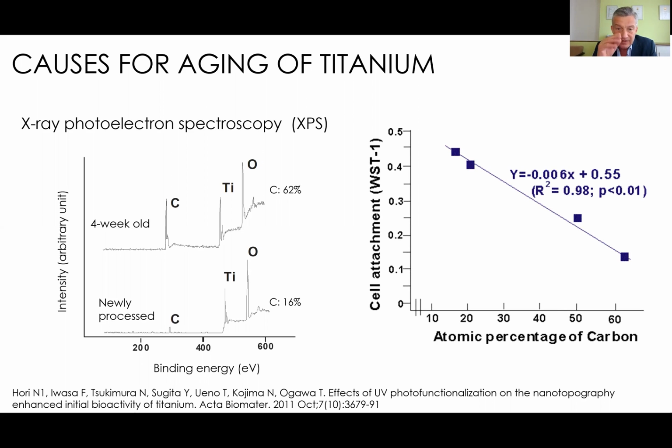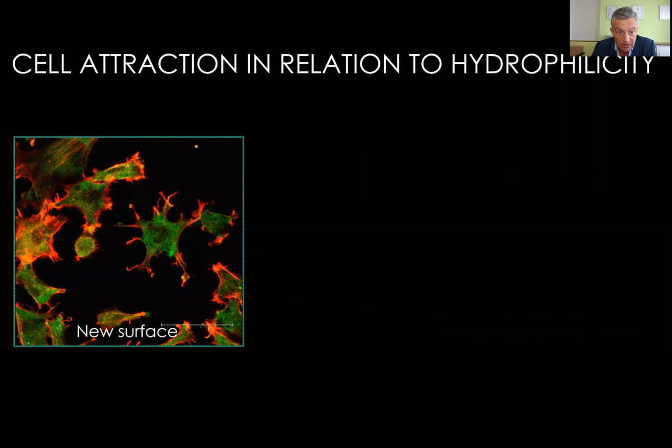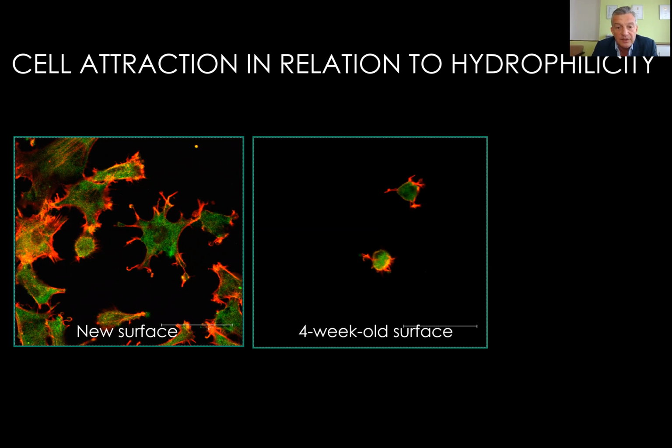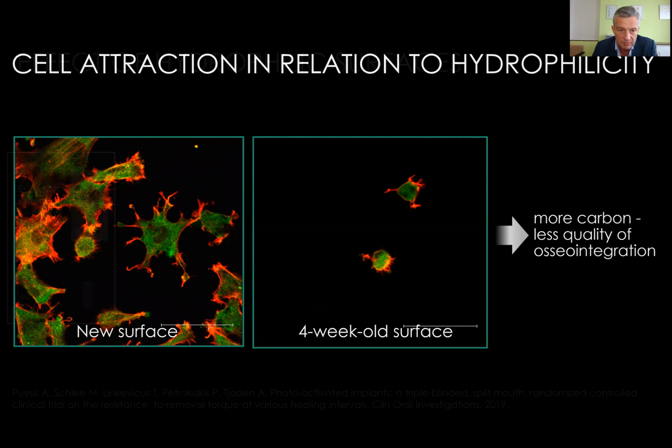If you assess the cell attachment in relation to the percentage of carbon on the implant surface, then you recognize the more carbon, the less cell attachment. Here you see some examples. This is a freshly prepared titanium surface and some osteoblasts which spread perfectly on this surface. And this is a 4-week-old surface. So the osteoblasts have a different shape and form, and the number of osteoblasts which grow on that is also different. So we have to realize, the more carbon, the less is the quality of osseointegration in those implants.